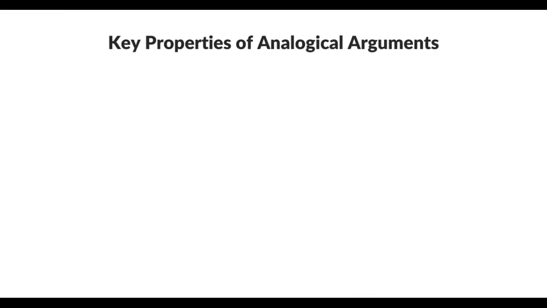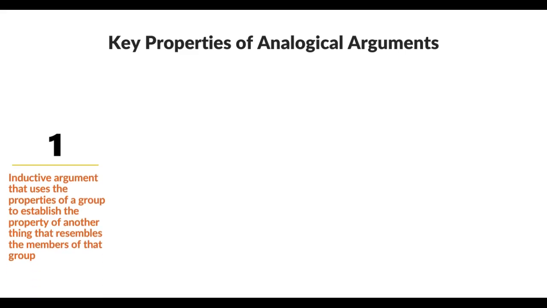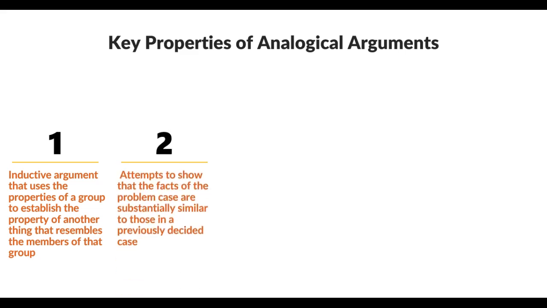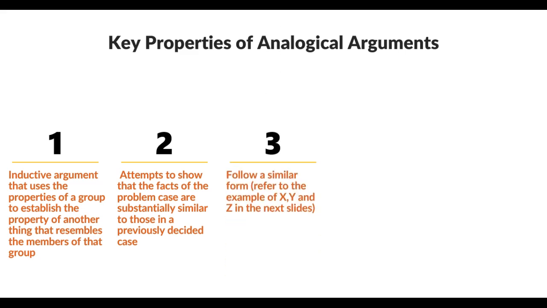There are several key properties of analogical arguments. One is that it is an inductive argument using the properties of a group to establish the property of another thing that resembles the members of that group. It attempts to show that the facts of the problem case are substantially similar to those in a previously decided case. It follows a similar form. Please refer to the example of X, Y, and Z in the next slides.